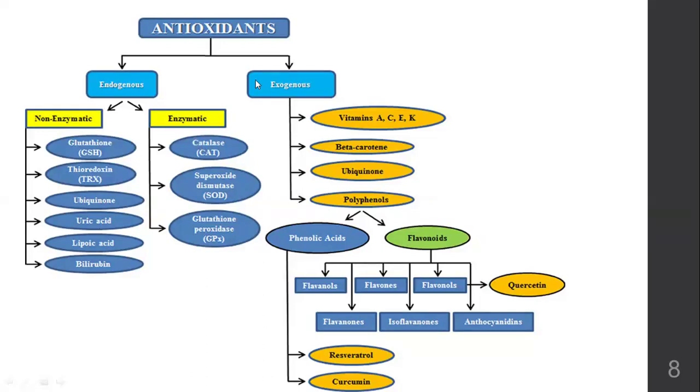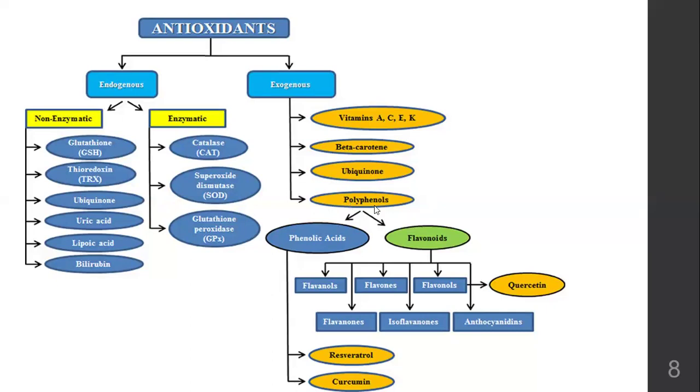Now coming to the exogenous part, these things your body cannot produce. You require this from your food. Vitamins A, C, E, and K, they have antioxidant properties. Beta carotene, it's a form of vitamin A. You find it in plant-based sources. Ubiquinone supplements are available. Your body can also make it, but supplements are also available.